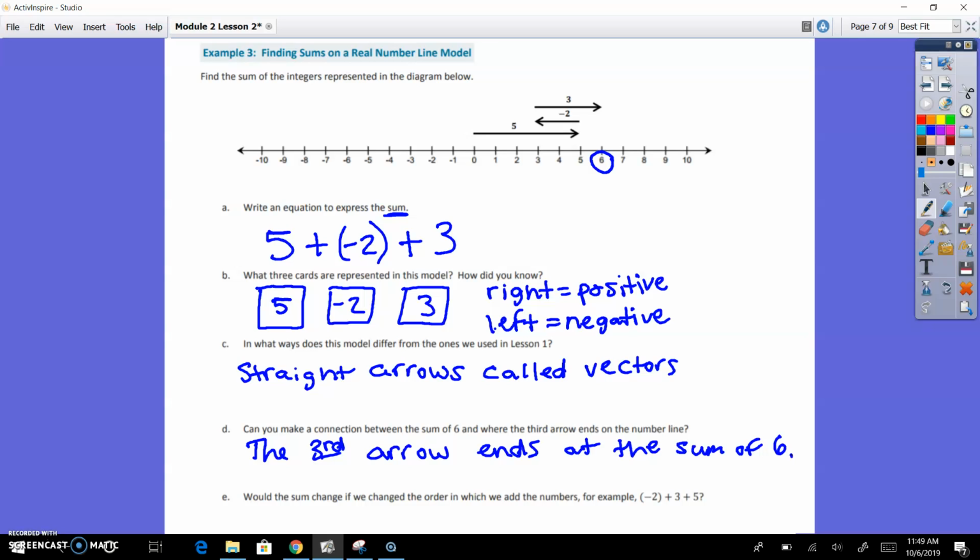Would the sum change if we changed the order? Okay, and that's what we had just said in our last one, that it was the commutative property. It says that we can change the order, and that's okay. And so let's look at that. If we started, we'll just do it, show it. -2, so if we start at 0, we go to the -2.